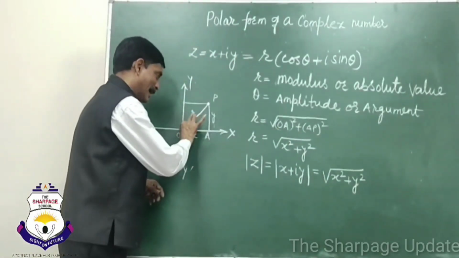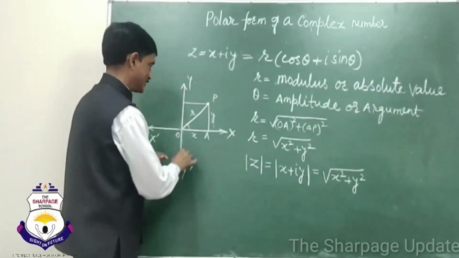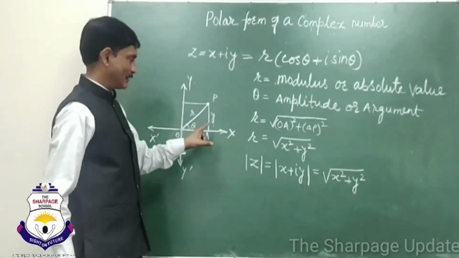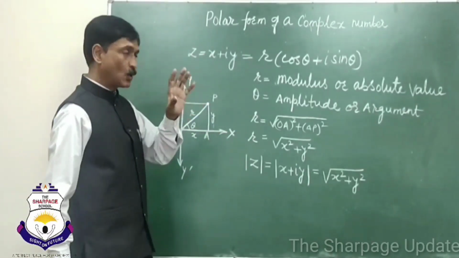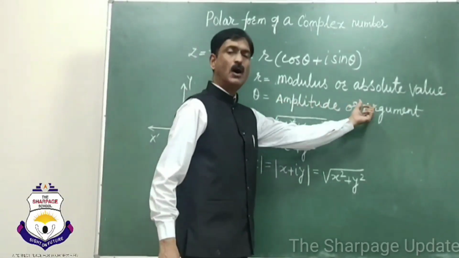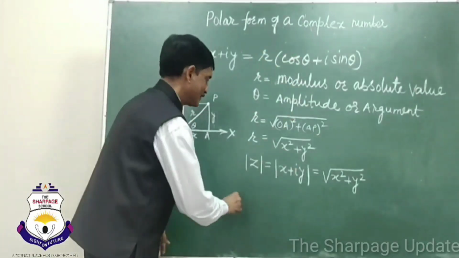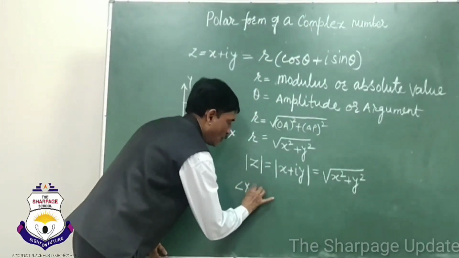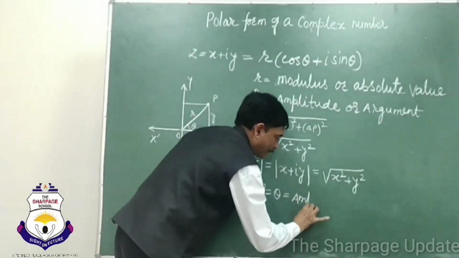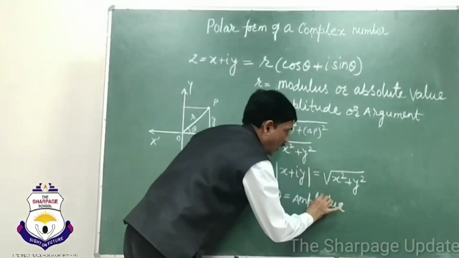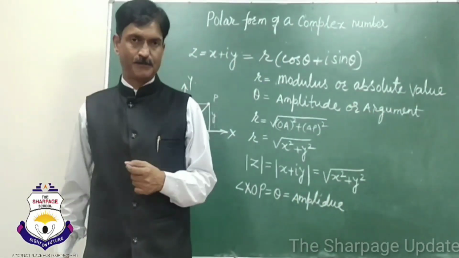And the angle made by OP with the positive direction of the x-axis is theta. Here, the measure of angle XOP is known as the amplitude or argument of the complex number in polar form. Here angle XOP equal to theta is the amplitude or argument of this complex number.